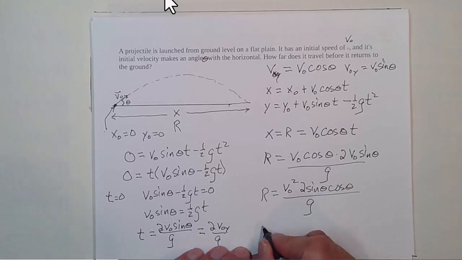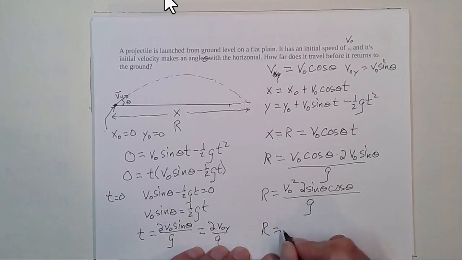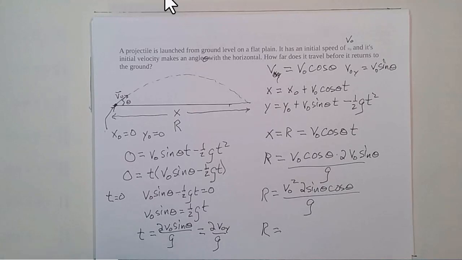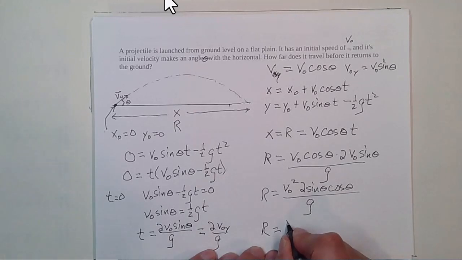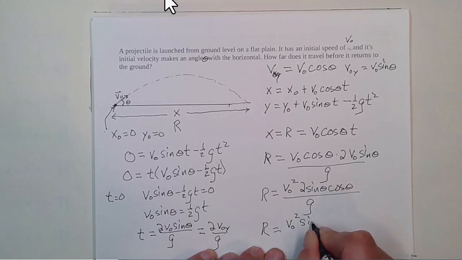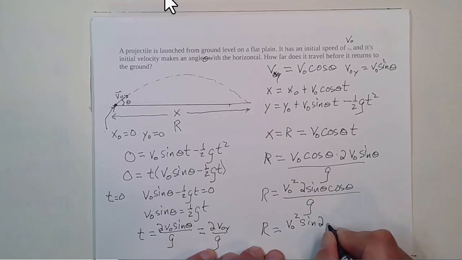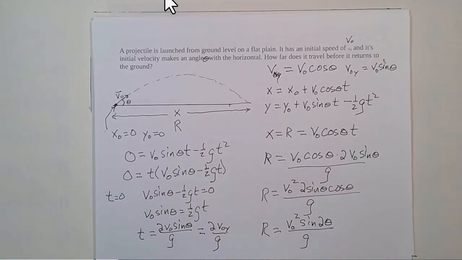So here's something about the range of a projectile. As long as it lands and takes off from the same level, its range will be v naught squared times the sine of 2 theta divided by g. Okay. Well, what is a sine function? How might you maximize that?